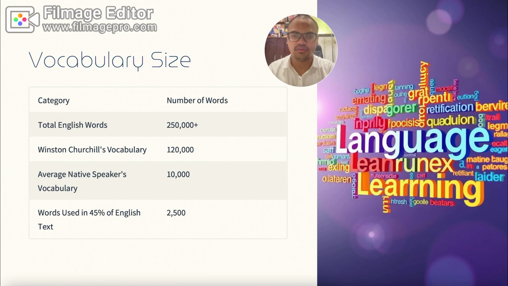Okay, so there are over 250,000 total words that exist in English, with 120,000 of them recognized in Winston Churchill's vocabulary. However, on average, native speakers only use about 10,000 of them, with only a quarter of them frequently used in about 45% of English texts.